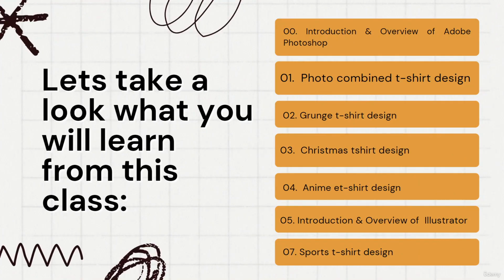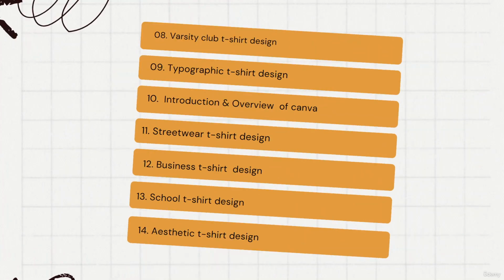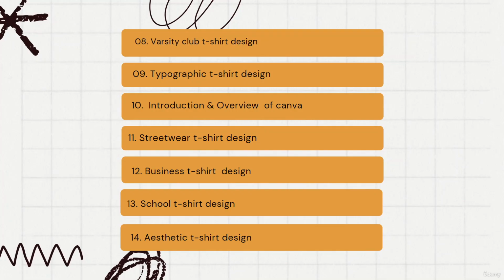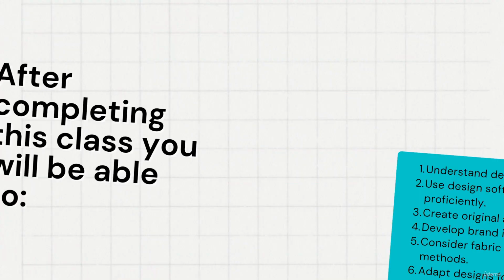Let's take a look at what you will learn: introduction and overview of Adobe Photoshop, photo combined t-shirt designs, grunge t-shirt designs, Christmas t-shirt design, anime t-shirt designs. Introduction and overview of Illustrator, sports t-shirt design, varsity club t-shirt design, typography t-shirt design. Introduction and overview of Canva, streetwear t-shirt design, business t-shirt design, school t-shirt design, and aesthetic t-shirt designs.